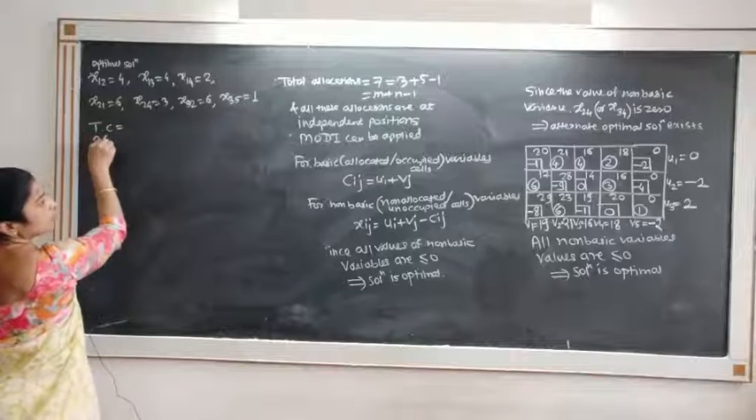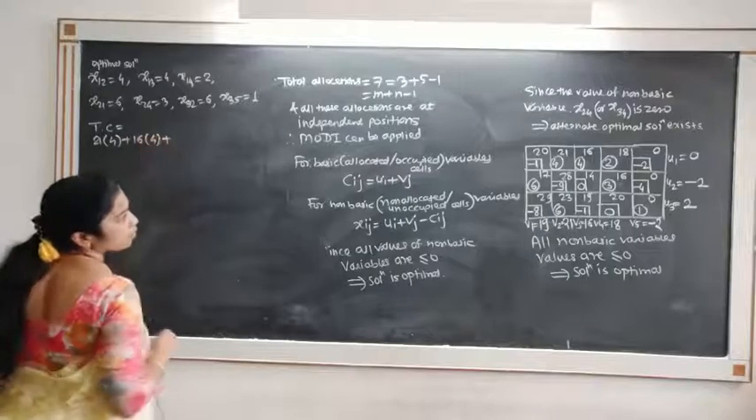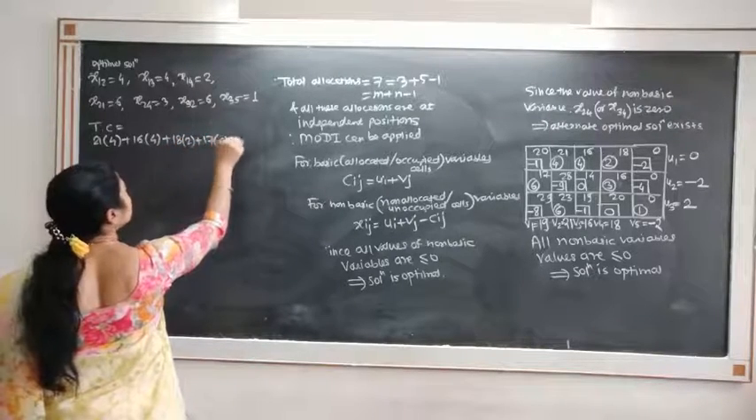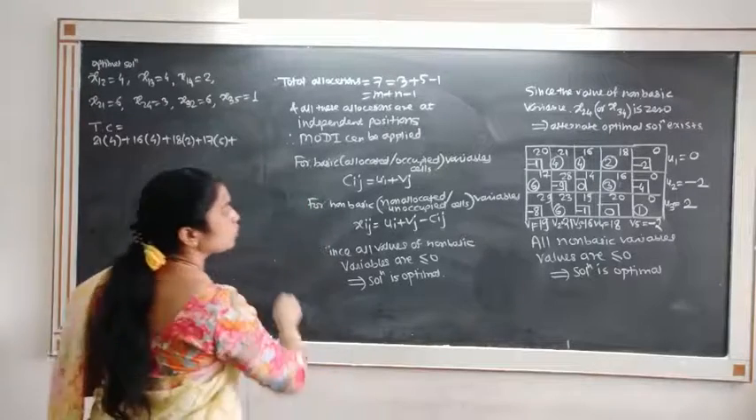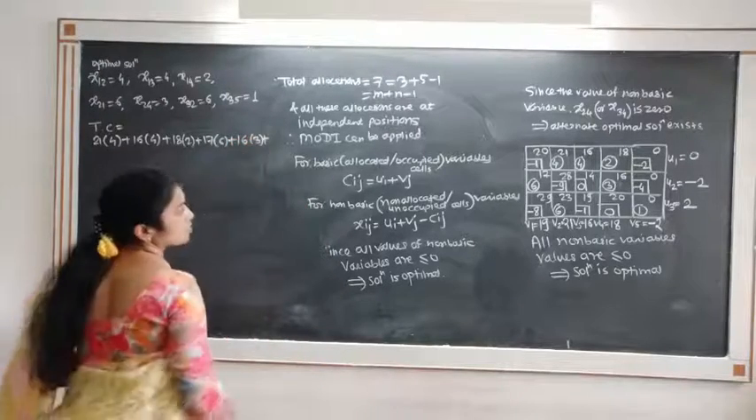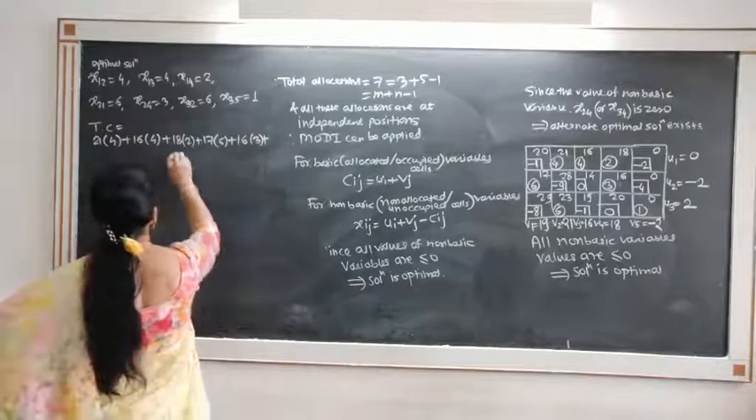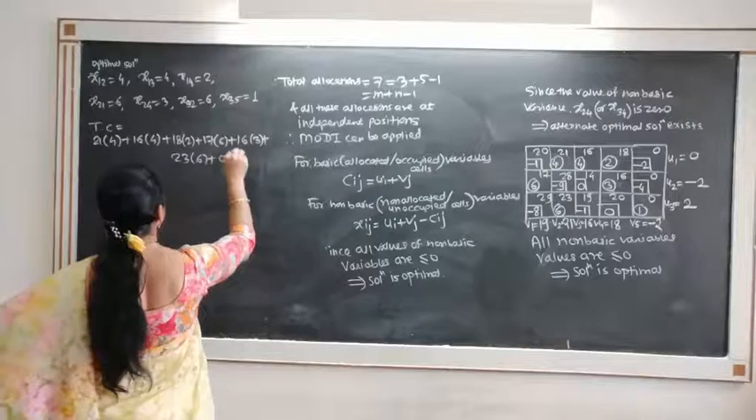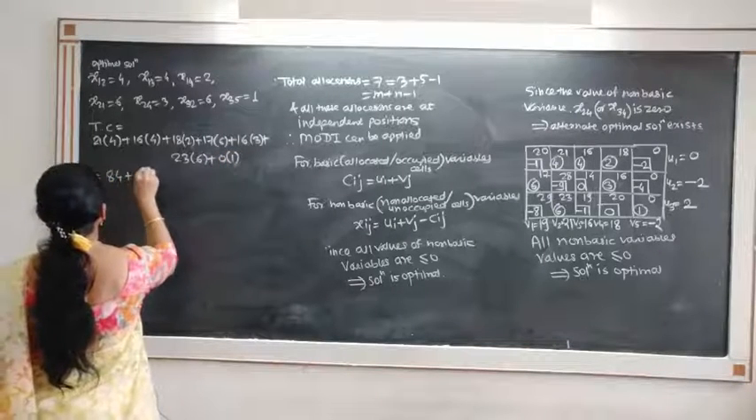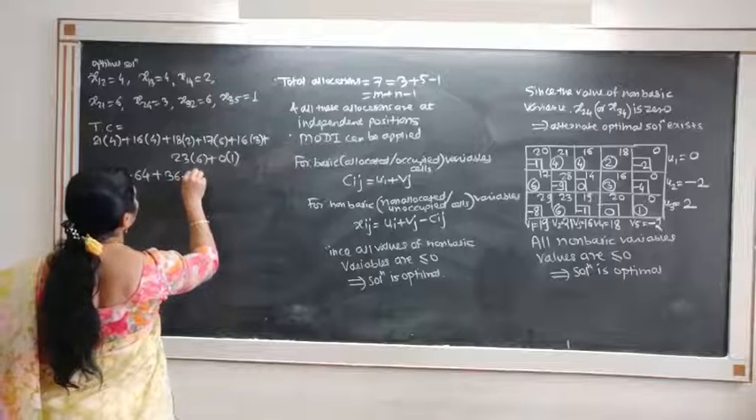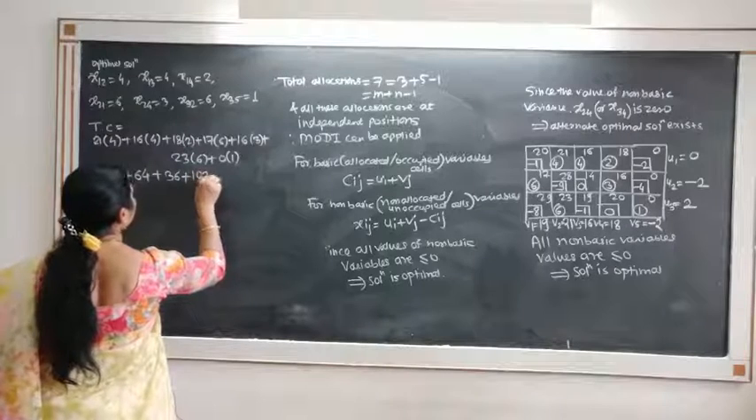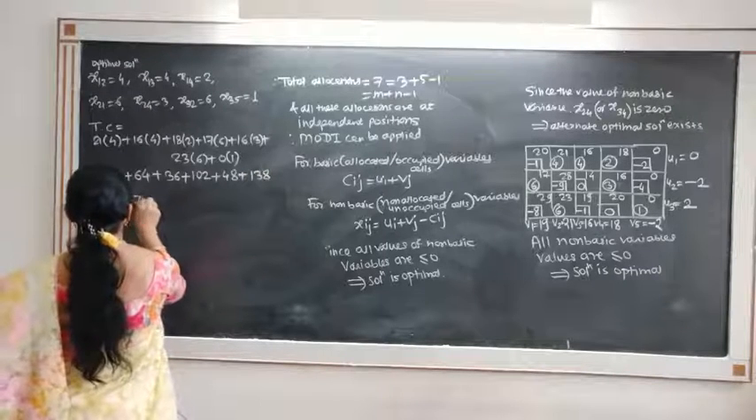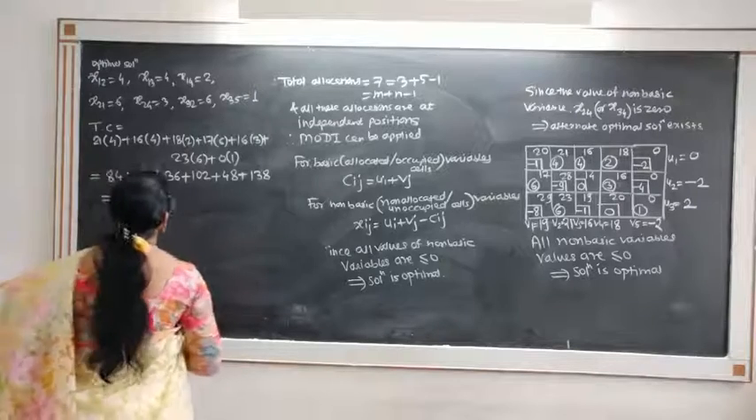This is equal to 21 into 4 plus 16 into 4 plus 18 into 2 plus 17 into 6 plus 16 into 3 plus 23 into 6 and plus 0 into 1, that is 84 plus 64 plus 36 plus 102 plus 48 plus 138, and observe that the cost comes to be same, that is 472 rupees.